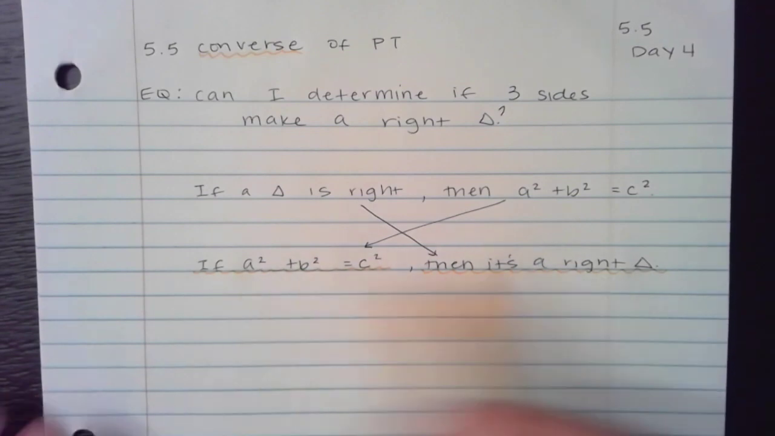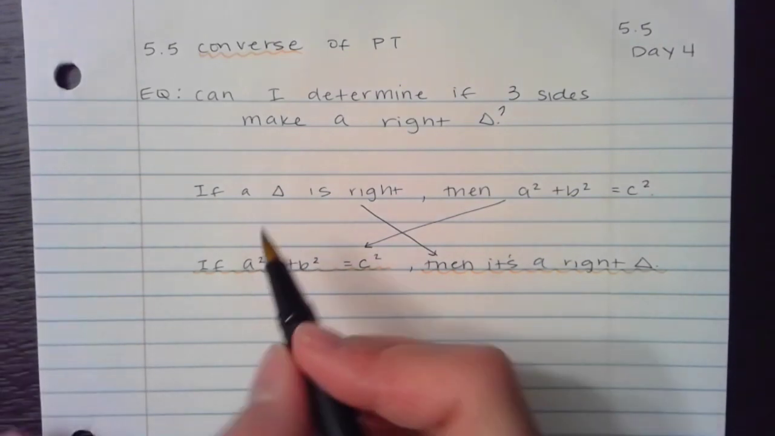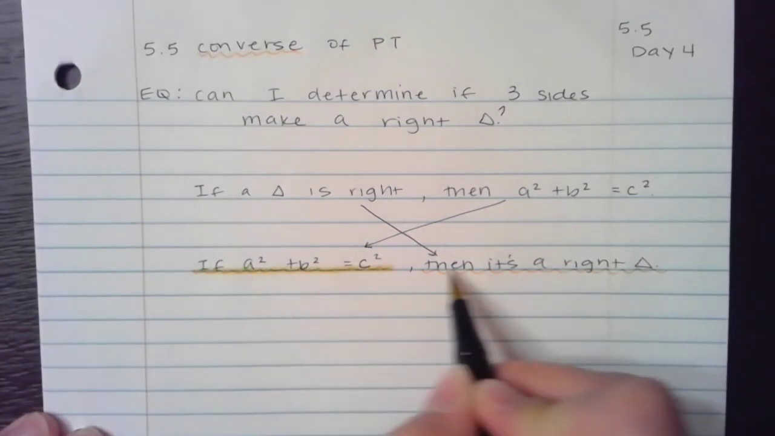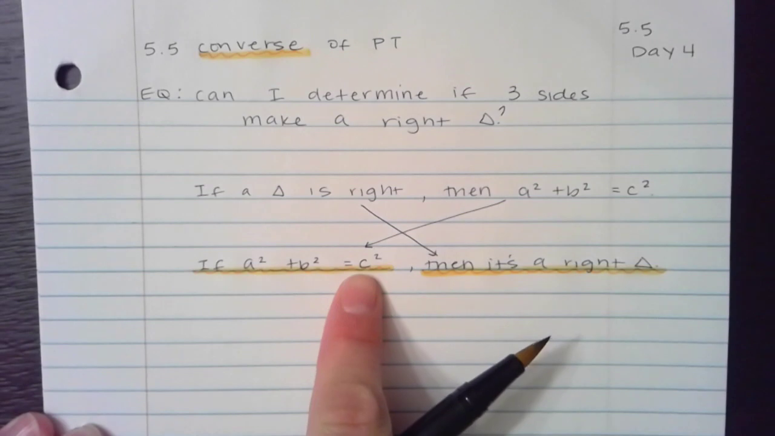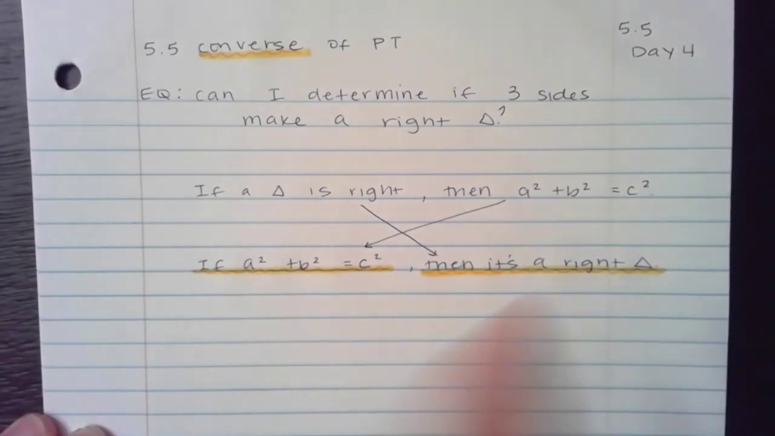I know you can't really see that, but I didn't draw anything. It was just me highlighting. So if you can't see that, I apologize. I was just highlighting those pieces. The converse of the Pythagorean Theorem says that if I plug in everything and it works, then it is a right triangle. So let's see what that looks like.